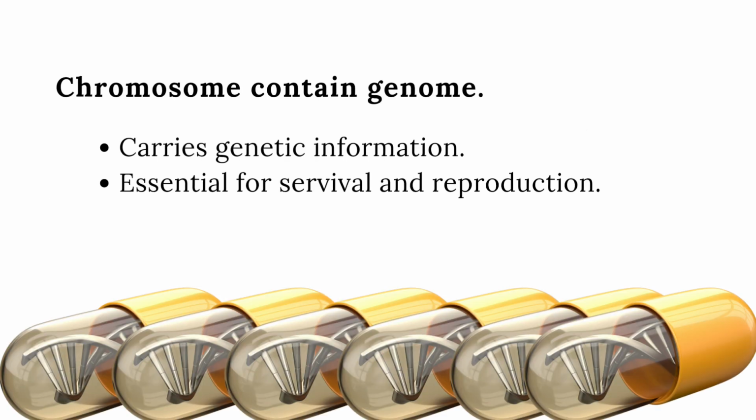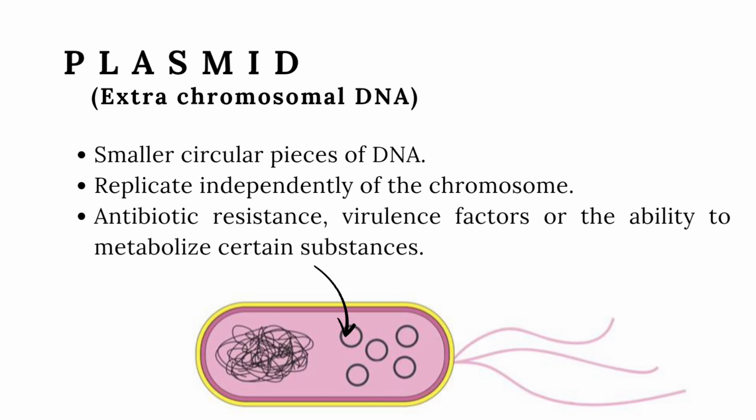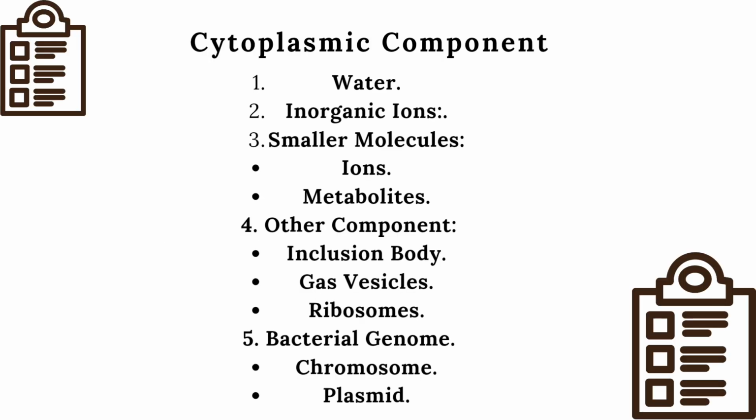The chromosome contains the genome, which functions to carry genetic information, including genes essential for its survival and reproduction. Some bacteria may also contain smaller circular pieces of DNA called plasmids, which often carry genes that provide additional functional abilities, like antibiotic resistance or the ability to metabolize certain substances. At the end, this is the summary of the topic.